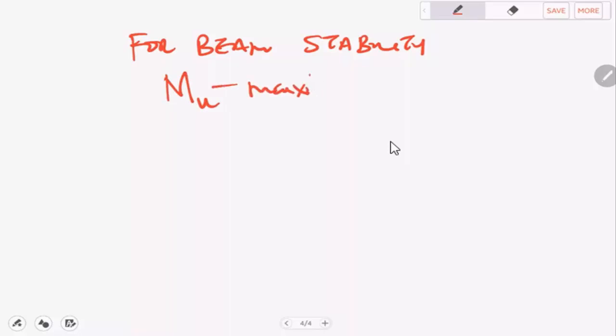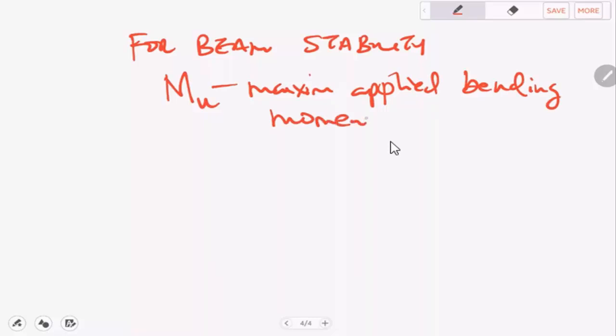Maximum applied bending moment. So this one is the effective bending moment. You are familiar with MU from our calculations in building, in the concrete section.